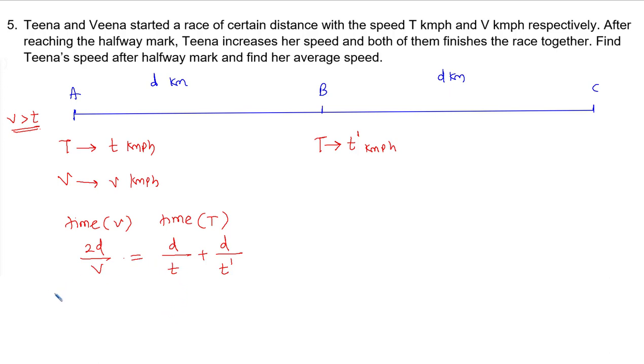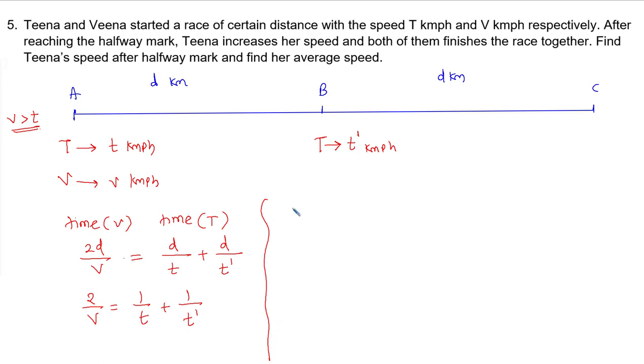So now what you can do is divide this equation by d. So you will get 2 divided by v is equal to 1 divided by t plus 1 divided by t dash. We need to find the new speed of Tina, that is, we need to find the value of t dash. So solve this and you will get the value of t dash in terms of t and v.